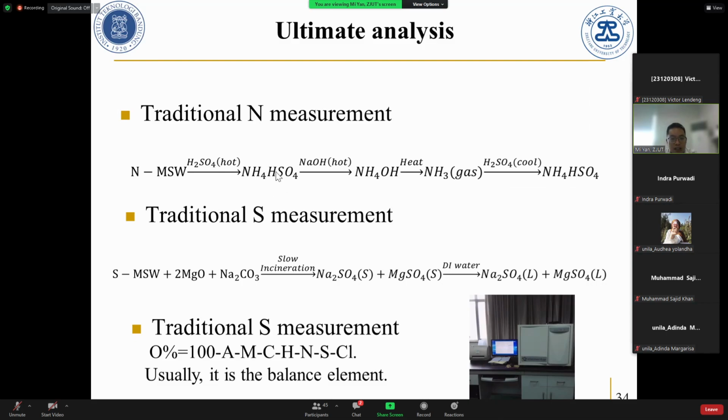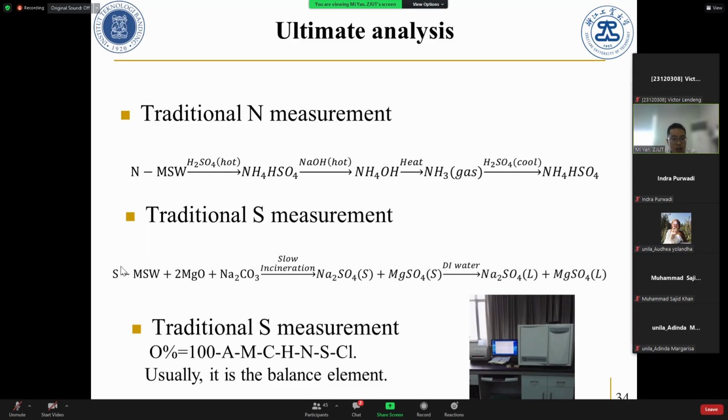Then we get ammonium sulfate. Then we use NaOH to convert it, and we heat it from the liquid to the gas. Then we use acid to absorb it again, so we can get a pure solution of this. Then we can use IC to detect it. And the traditional sulfur measurement is also the same.